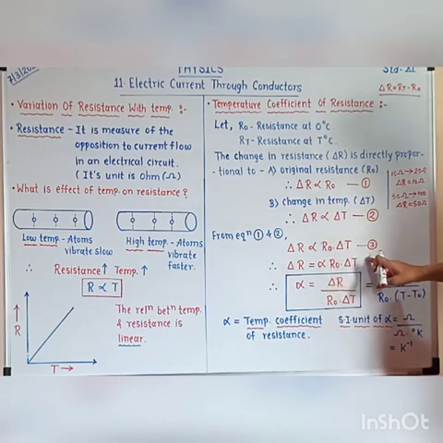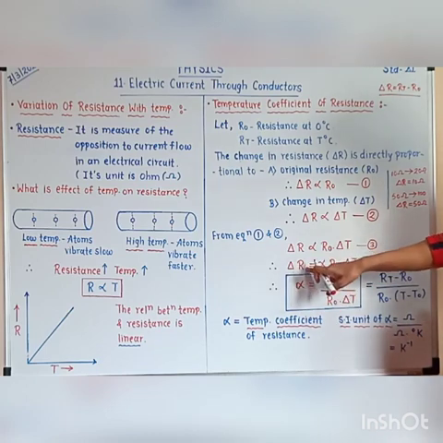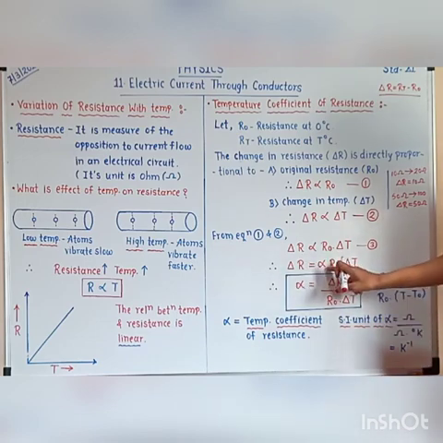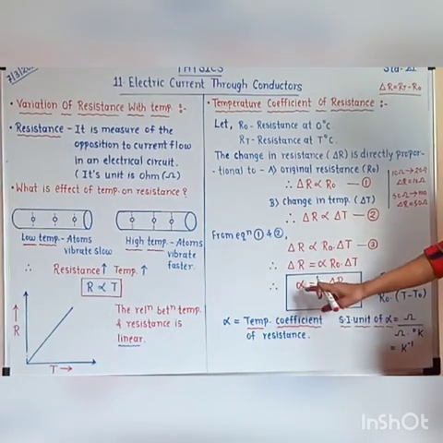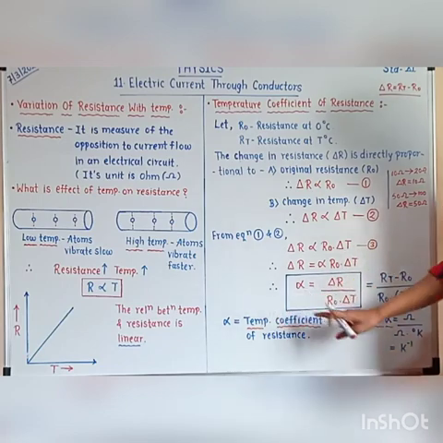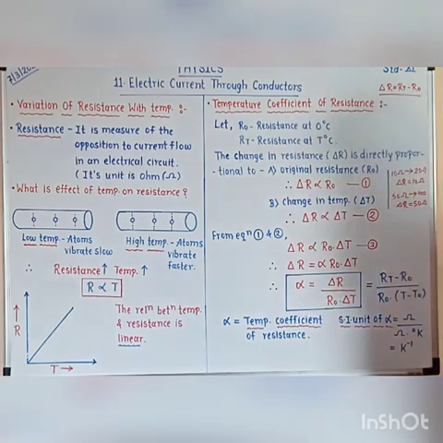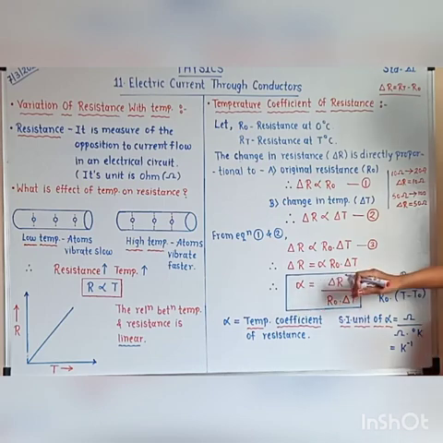And from this equation, the value of alpha is equal to delta R upon R0 into delta T, where this alpha is nothing but the temperature coefficient of resistance. So the formula of alpha is delta R upon R0 into delta T.